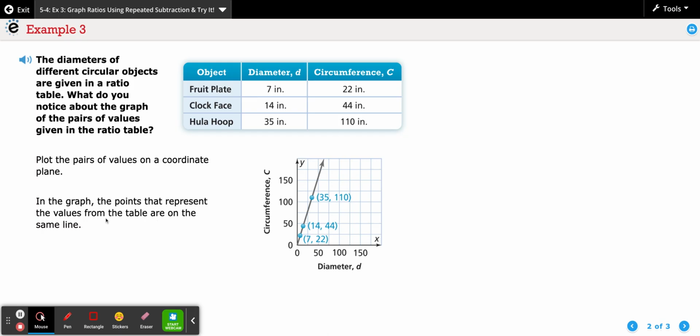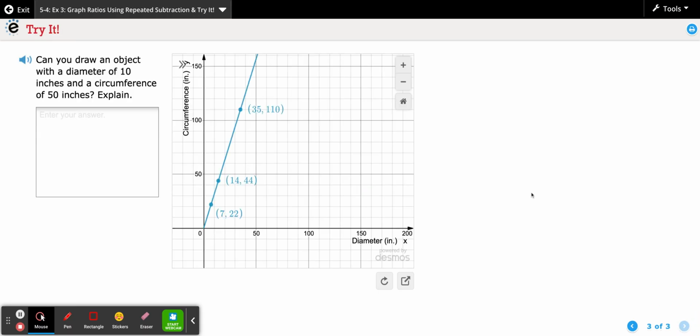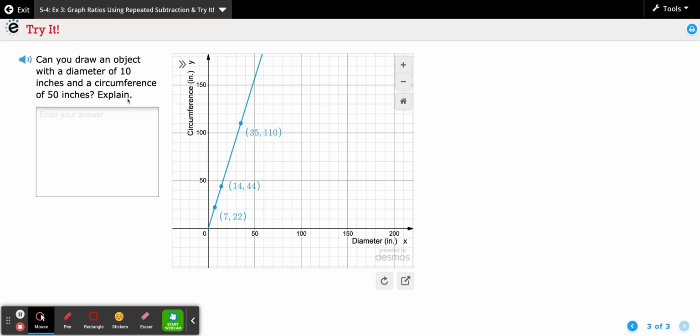The points that represent the values from the table are on the same line. Notice that they all line up on a nice straight line. Can you draw an object with a diameter of 10 inches and a circumference of 50 inches, right? So basically what they're asking us is, can we find a shape with those dimensions that would line up on this line?